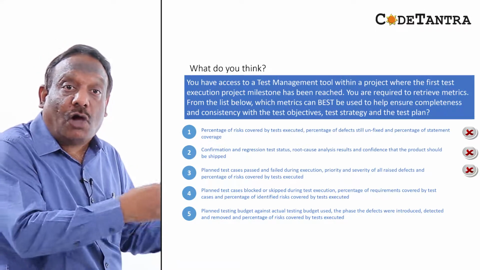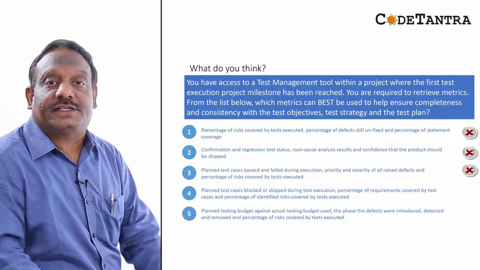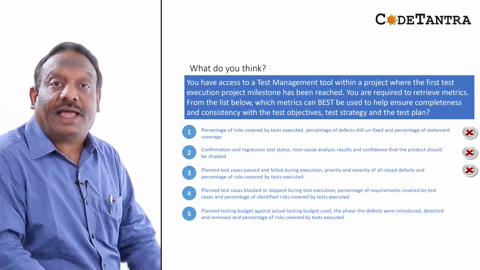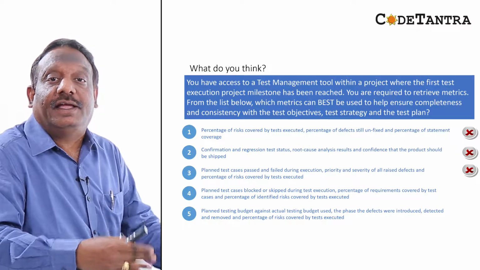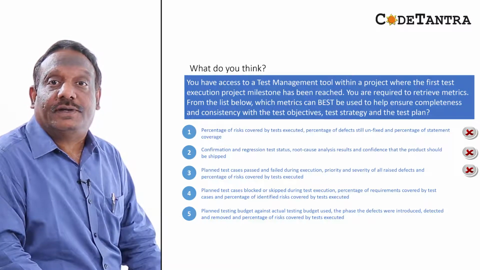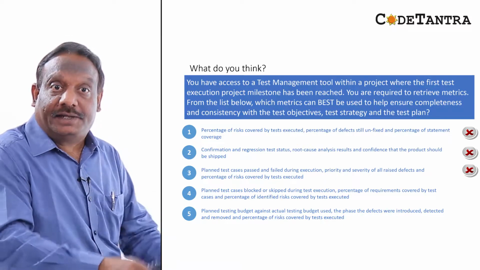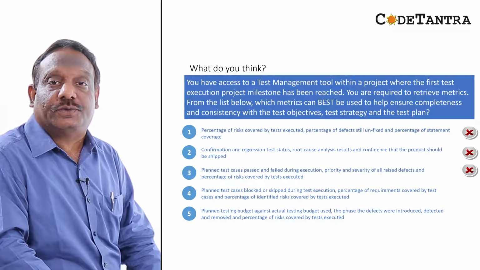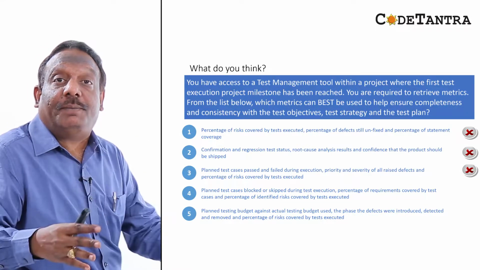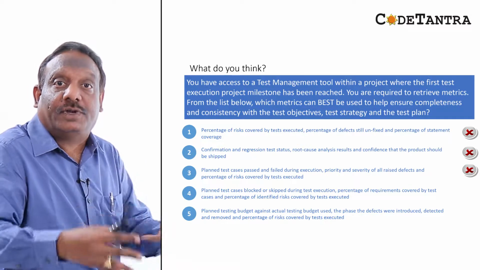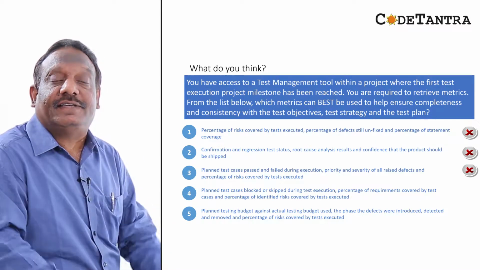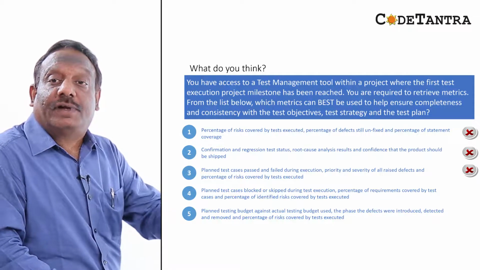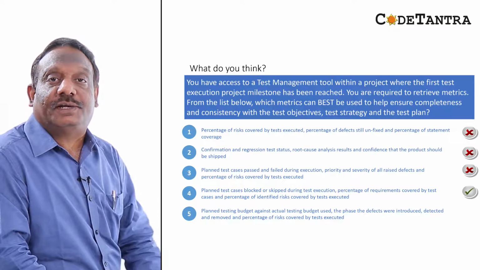The fourth statement, let's read. Planned test cases blocked or skipped during test execution, percentage of requirements covered by test cases, and percentage of identified risks covered by tests executed. What do you say? Yes, planned test cases blocked or skipped will talk about completeness of your test execution. Percentage of requirements covered by test cases talks about the completeness and consistency aspect, and also the risks covered by the tests executed. Yes, this is a completely true statement and it's the right statement for this question.